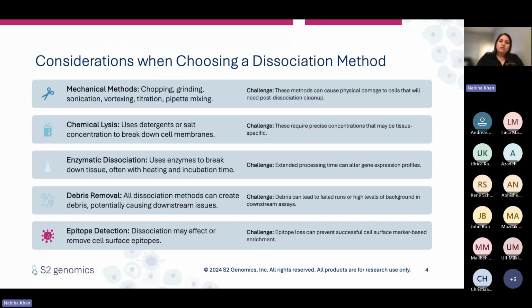So whether you're looking for obtaining cells or nuclei, choosing a dissociation method is crucial, and there are many factors to consider. Some of the things to consider are the mechanical method, because some methods can cause severe damage to the cells or nuclei. Whether you will be conducting a chemical lysis for nuclei isolations or an enzymatic dissociation for cells. You will also need to determine the debris removal method, since debris can cause run failures or high levels of background reads in your sequencing data.